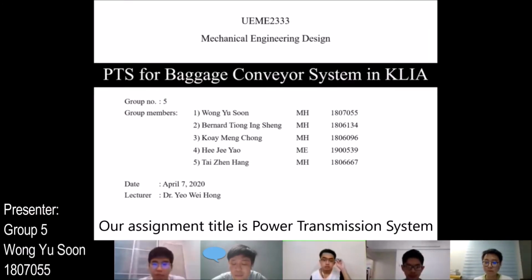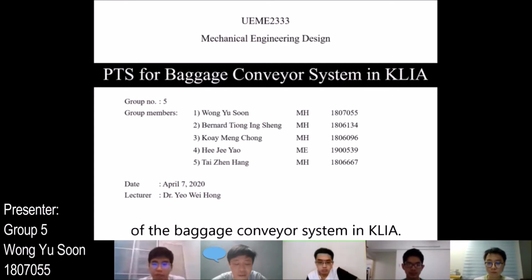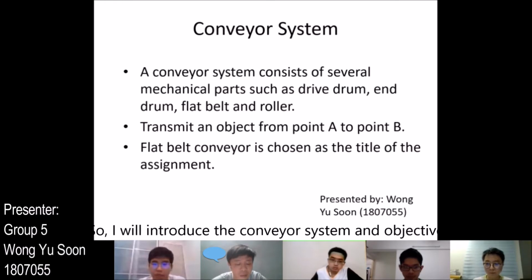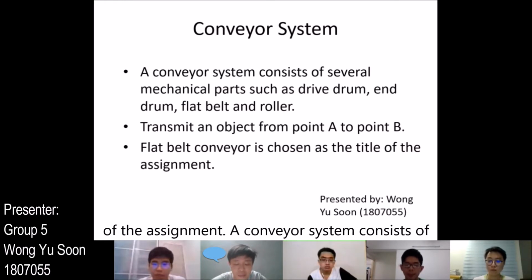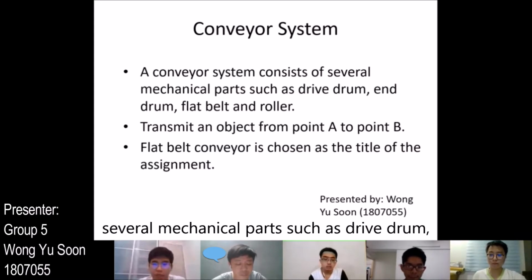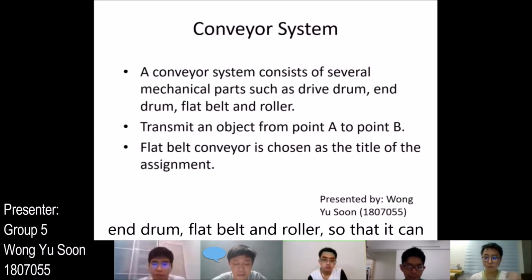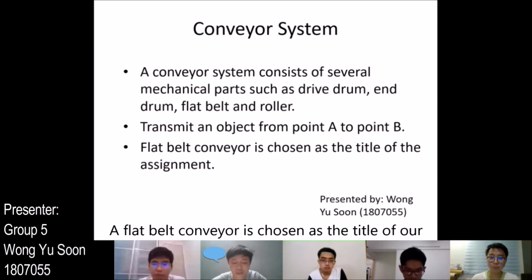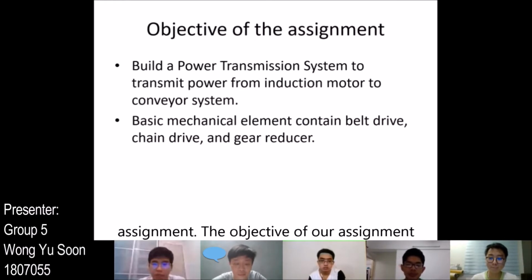Our assignment title is Power Transmission System of Baggage Conveyor System in KIA. So I will introduce the conveyor system and objective of the assignment. A conveyor system consists of several mechanical parts such as drive drum, end drum, feed belt, and roller, so that it can transfer an object from one point to another point. A feed belt conveyor is chosen as the title of our assignment.